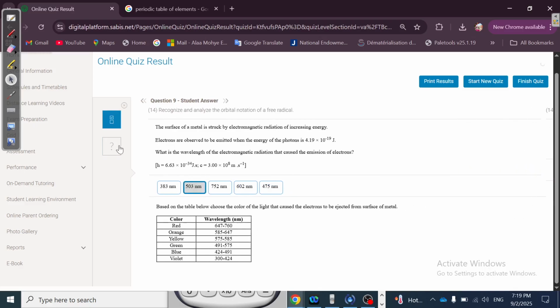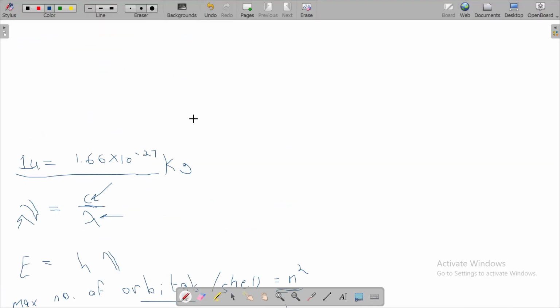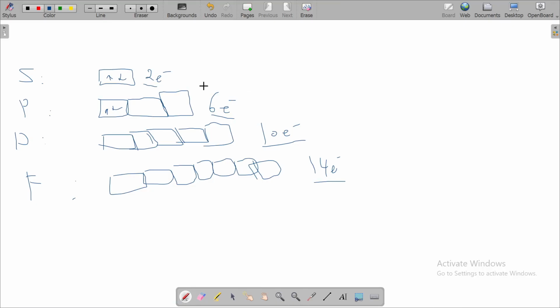Next. Here, a very important topic: free electron in the box representation. Let's start here. We just fill out these. What I'm drawing here is something called the electron in box representation. It essentially shows you the orbitals and how many electrons fit in them. Now I'll explain it more in depth. Let me just finish this.